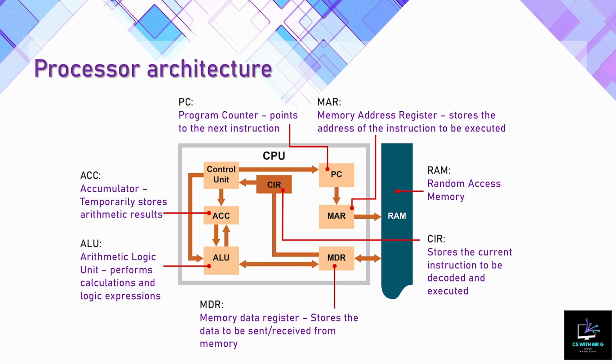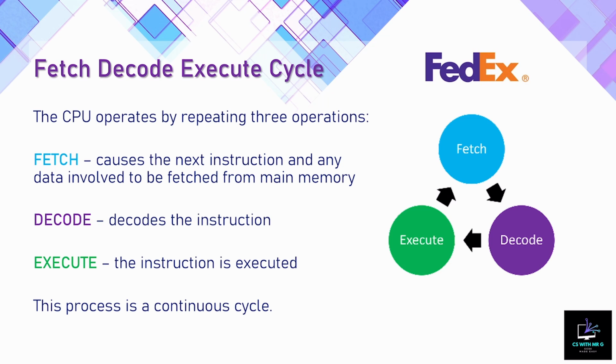Before I explain what's going on in this diagram, I just want you to understand the next concept, which is the Fetch-Decode-Execute cycle, because I'm going to refer to this cycle when I explain how the diagram works. The Fetch-Decode-Execute cycle is the three operations which the CPU does in order to process instructions. The first step is that it fetches the instruction and any data involved from main memory, which is RAM. Remember, RAM stores all of the data and the instructions that you are using at that moment in time. So the CPU fetches this data and brings it back to the control unit. The control unit decodes the instruction, so it figures out what to do. It's executed, and then the cycle starts again.